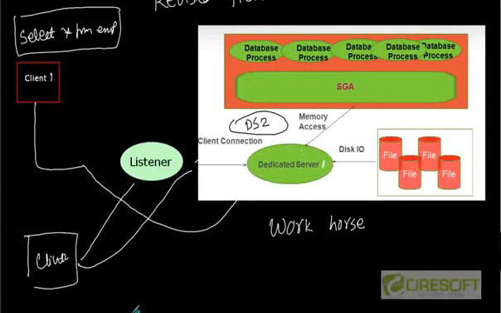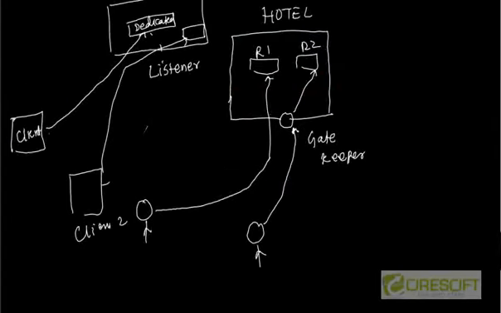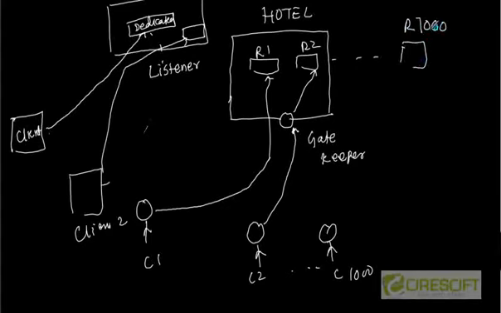Okay, so here is another problem in our approach. Consider that hotel again. Let's say this is my client 1, this is my client 2, and let's say this is my client 1000. In this approach, we need 1000 receptionists to serve 1000 clients. If you understand, this is not really a scalable way. Can you see that in a hotel we can have this kind of scenario?